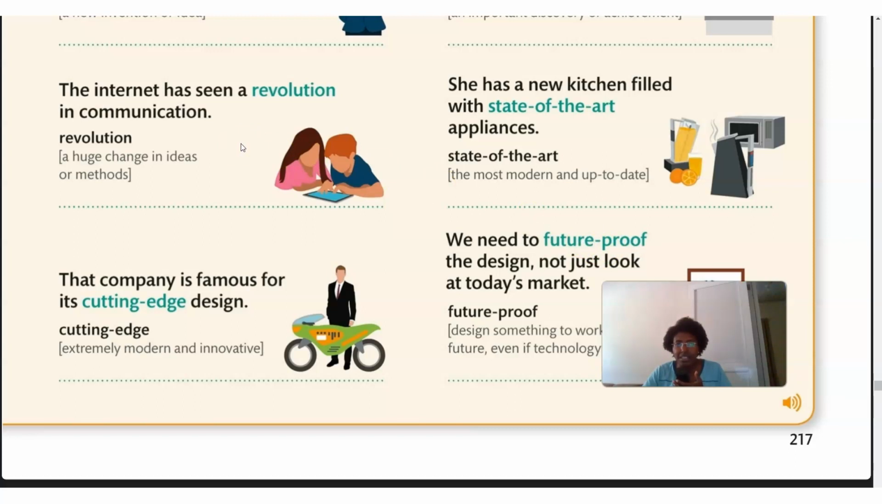The internet has seen a revolution in communication. It's a huge change in ideas or methods. So when you use revolution, make sure that you want to have a strong meaning. State-of-the-art, we keep these words together, and you notice the hyphen in between each word, or the dash. And because we're taking that word and creating this phrase, state-of-the-art, it's the most modern and up-to-date. You can have a state-of-the-art microwave, a state-of-the-art treadmill, a state-of-the-art, just the best in the industry.